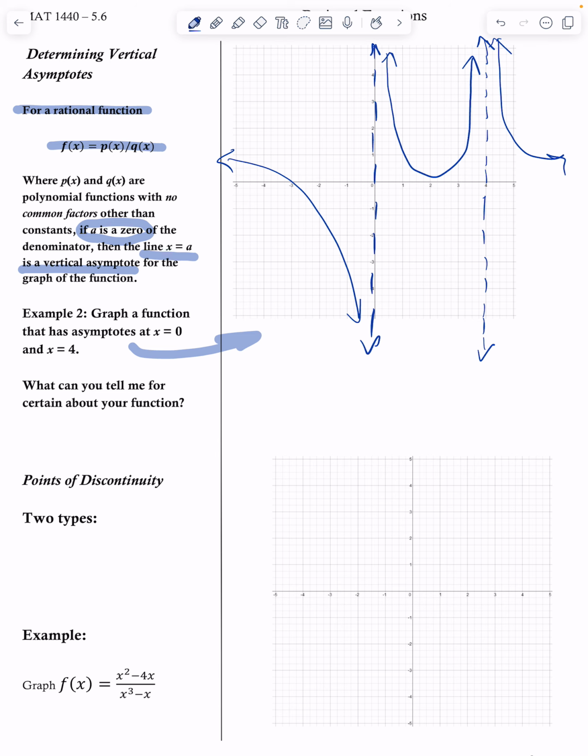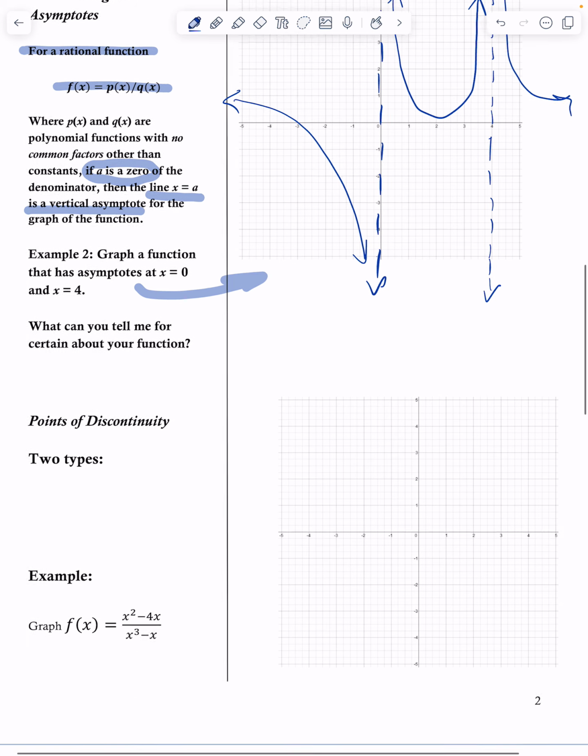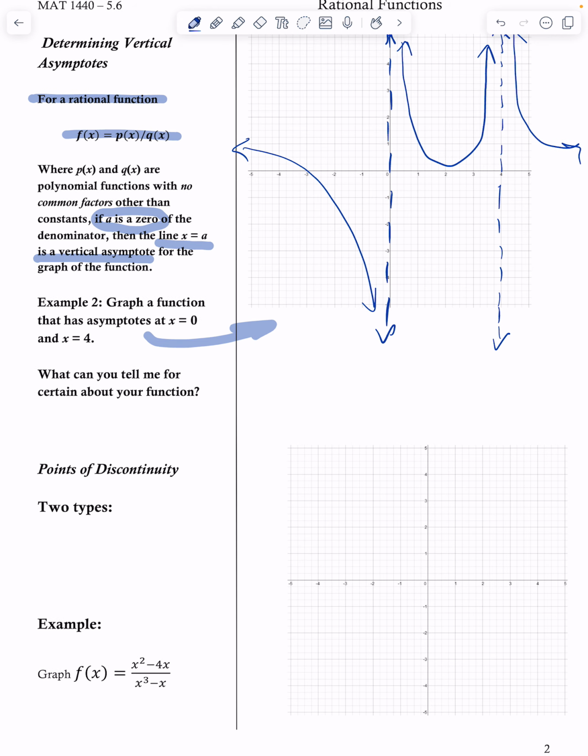As long as I don't cross those asymptotes. The one thing that I can say for sure is that x minus 4 and x minus 0, or just x, are factors in the denominator. Guess I could have planned that a little better. And cannot be canceled.